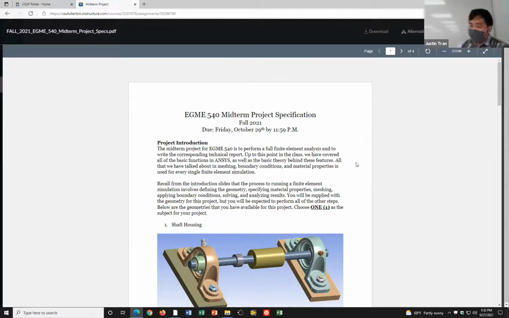The idea with this project is to put you in the shoes of a professional engineer, where you've been given a CAD file from either your team, your manager, or your company, and you need to put together the analysis for it.